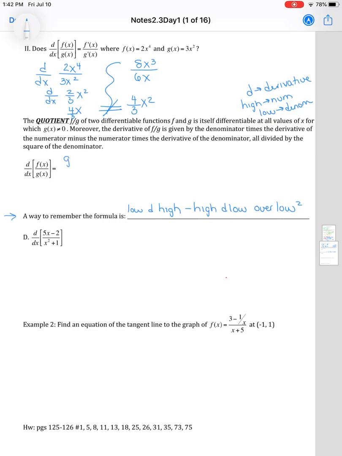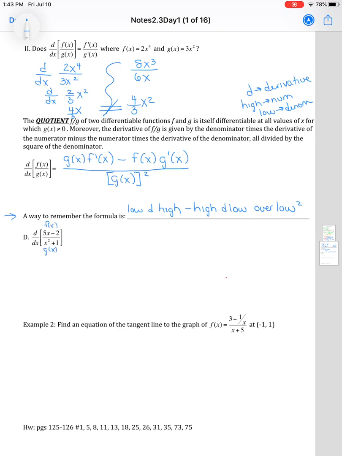So if I relate that to f of x over g of x, well, it's low D high, so low is g of x. D high means the derivative of the numerator, minus high D low, the numerator times D low, the derivative of the denominator, all over low, g of x, squared. So you have to square the denominator. Okay, so it is a little bit more involved, so just be careful with this. But it's definitely doable when you do this type of question. Again, it definitely helps to practice this for sure. Extra practice is always better.